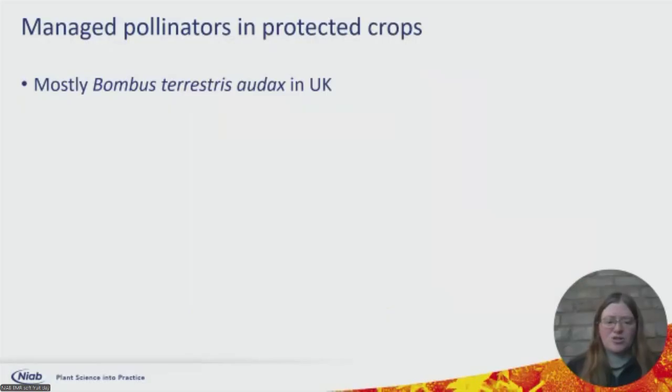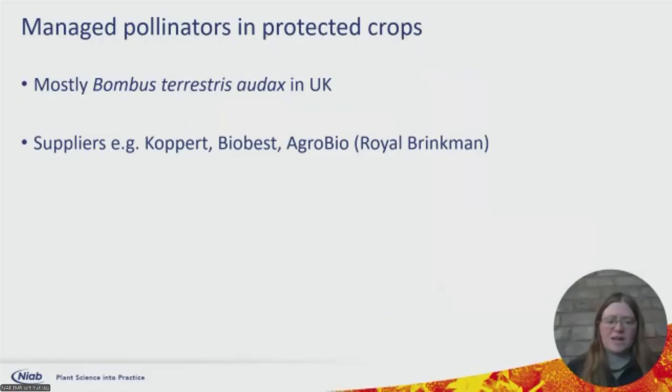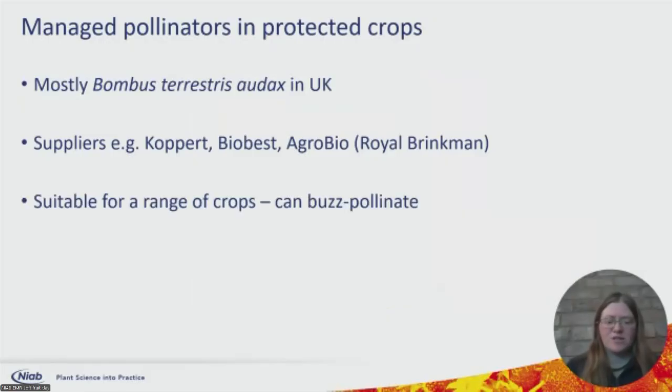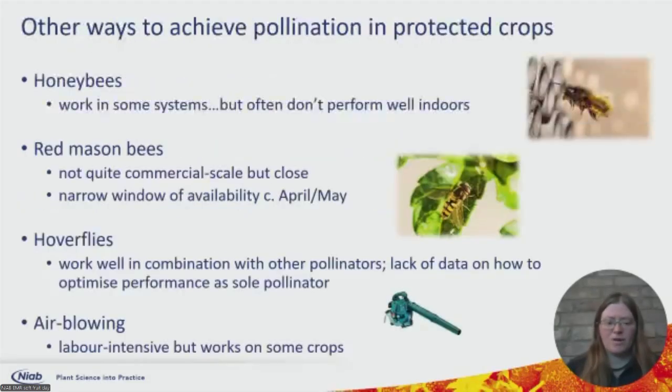Most of the pollination at the moment in protected cropping systems is provided by Bombus terrestris audax in the UK. It's a native subspecies, and it's a good all-rounder. You can get it from several different places. Because it can buzz pollinate, it's suitable for quite a large range of crops, including things like tomato, which not all pollinators are very good at. But other species and other options are coming through in the market. So honeybees, of course, we know about. They can be good because of the sheer numbers of them in some systems. But in enclosed systems, they sometimes don't.